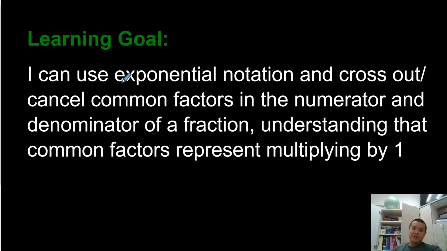That is the end of the lesson, so hopefully you should be able to use exponential notation. You should be able to cross out and cancel common factors in the numerator and denominator and understand why we are able to do that in the context of multiplying by 1. How multiplying by 1 is actually the same thing as simplifying fractions and canceling of common factors. All right, go ahead and try the practice on your own.